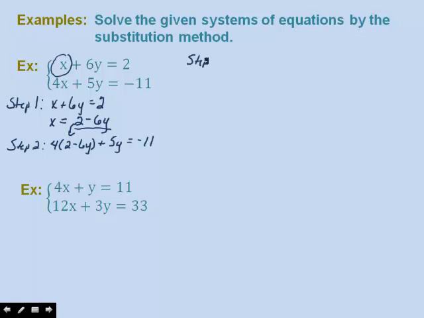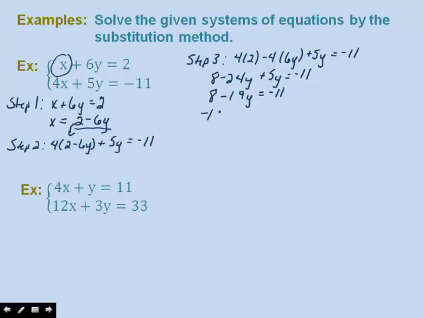Now step 3 is to take that and solve it for whatever variable is there. In this case, we have a y there. So the first thing we're going to do in solving this is distribute the 4. We have 4 times 2 minus 4 times 6y plus 5y is equal to negative 11. That gives us 8 minus 24y plus 5y is equal to negative 11. If we combine our like terms, negative 24y plus 5y gives us negative 19y.